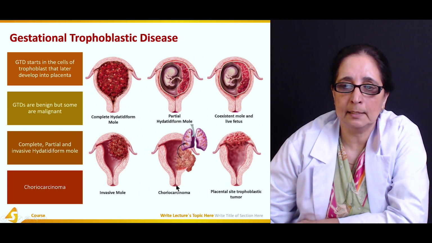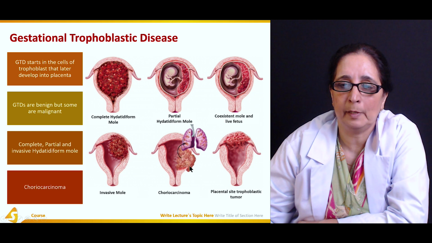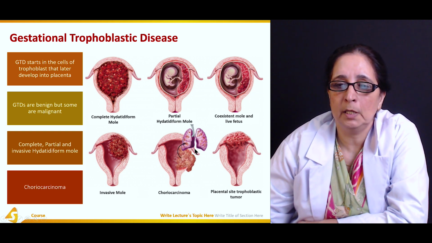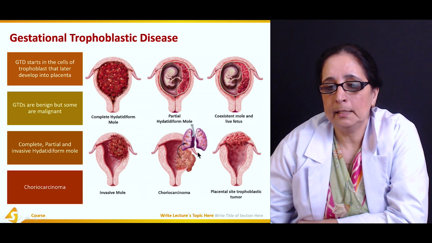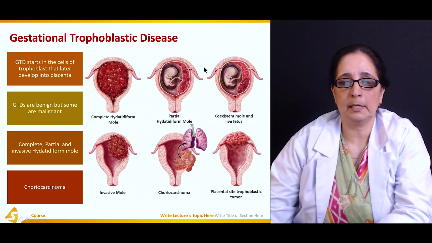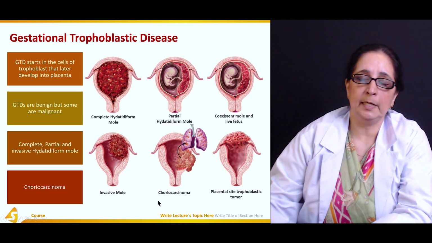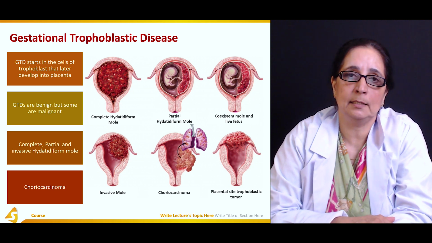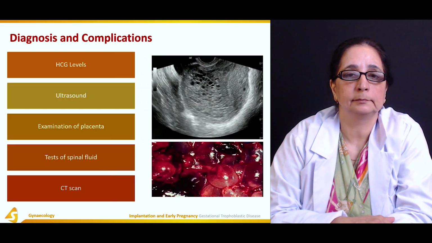Choriocarcinoma is the malignant type of gestational trophoblastic disease, and it spreads very fast. It can rapidly spread to the lungs, and it can also spread to the brain. And this is placental site trophoblastic tumor. This is developing at the site of the placenta. So these are the different types of GTD, mostly benign but sometimes malignant also. An example of malignant GTD is choriocarcinoma.